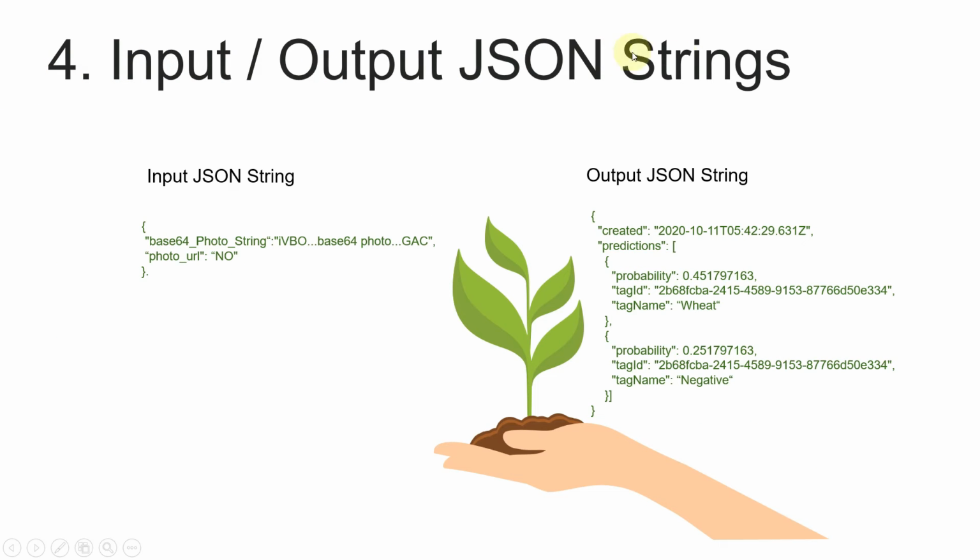Input and output JSON strings. You have at the left side the input JSON string which contains the input close-up photo as a base64 encoded string or as a URL from the web. At the right side you have the output JSON string which contains timestamped predictions of cereal seeds made with a certain probability score, as you may see here.